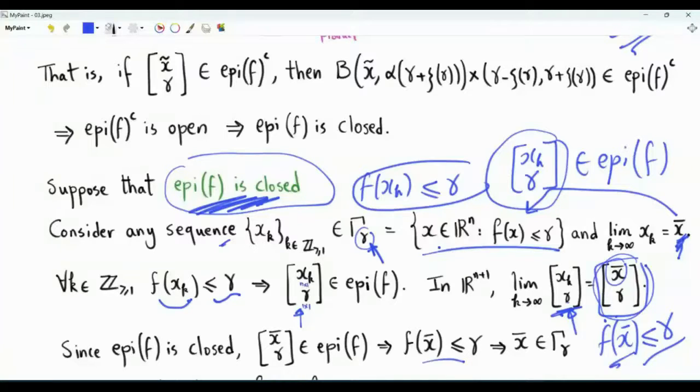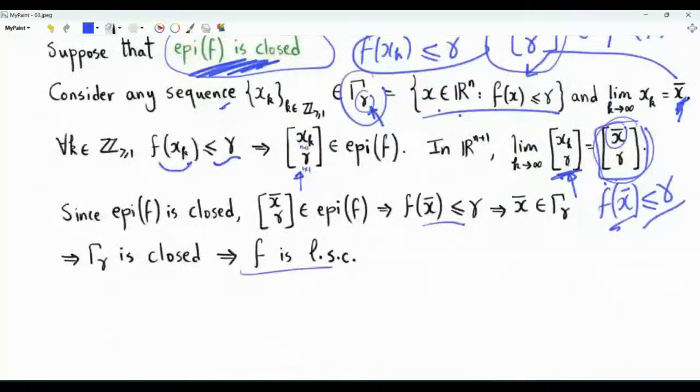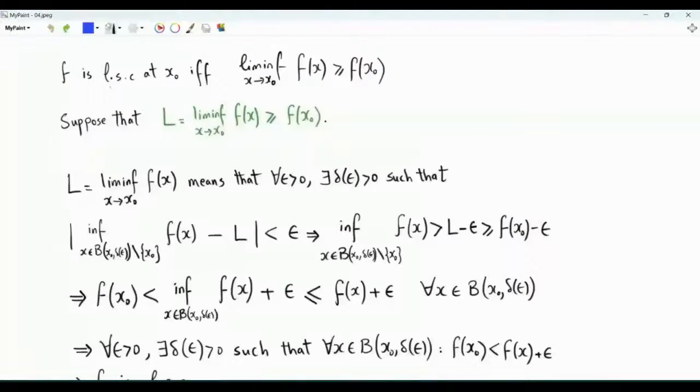We started with a convergent sequence in the sublevel set, and we discovered that the limit must be in the set itself. Then the sublevel set is closed. And on the previous page, we have shown that if the sublevel set is closed, then the function is lower semi-continuous. And this is what we needed to show.